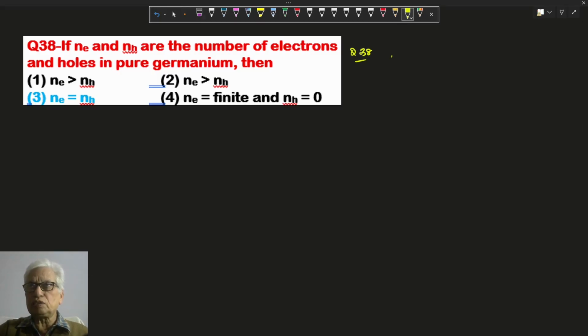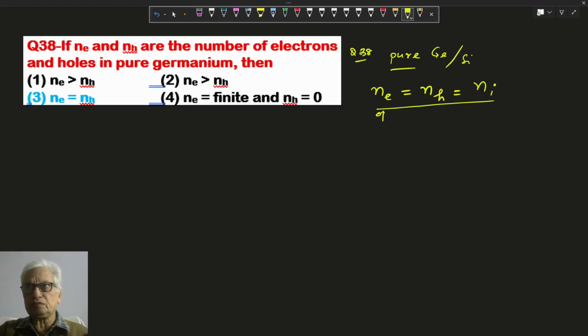In pure germanium, a pure semiconductor, maybe germanium, maybe silicon, in an intrinsic semiconductor, both concentrations are equal. Sometimes it is called the intrinsic concentration. So option 3 is correct.